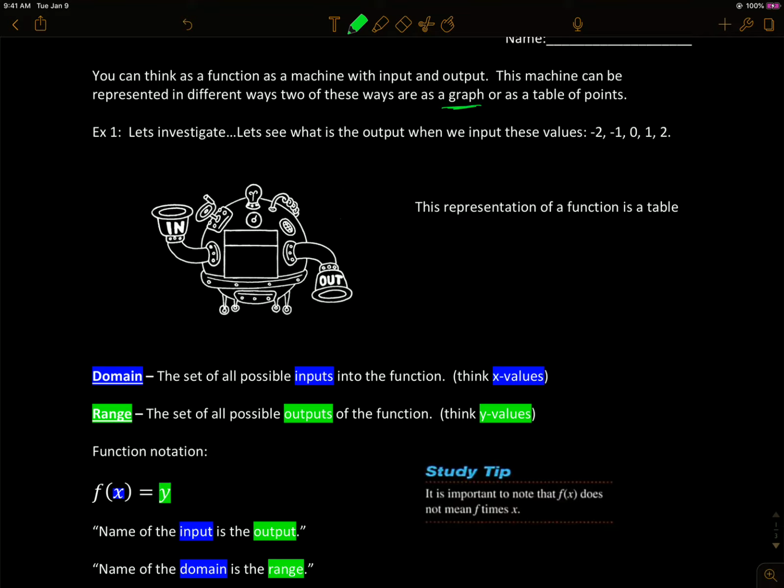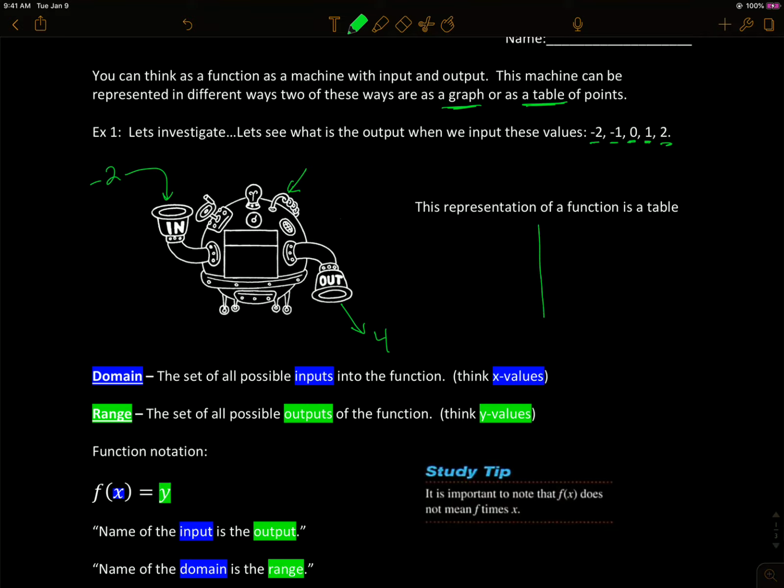We're going to look at how to represent a function by a graph, and how to represent a function by a table. Again, a function has an input and an output. You can think of this as a machine, and the input values that we're going to use in example 1 are here. Let's say if I input -2 into the machine, it does a transformation, and it's going to spit out 4.